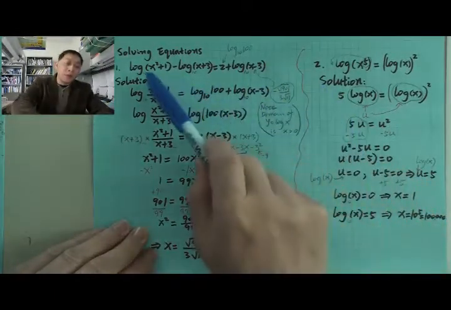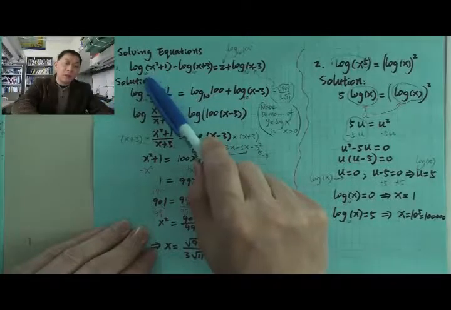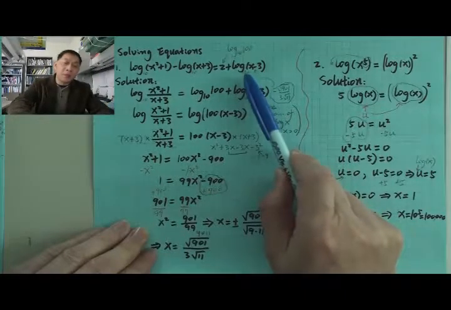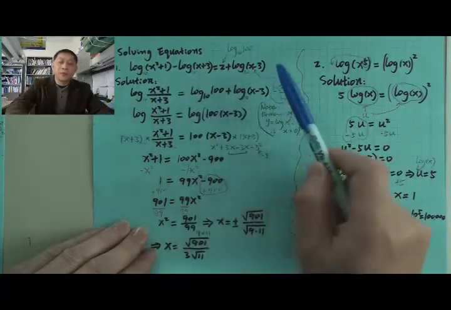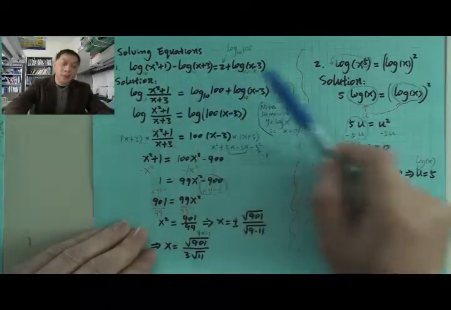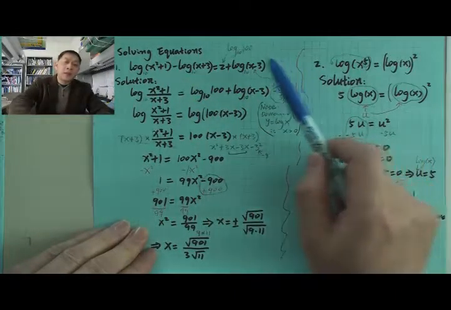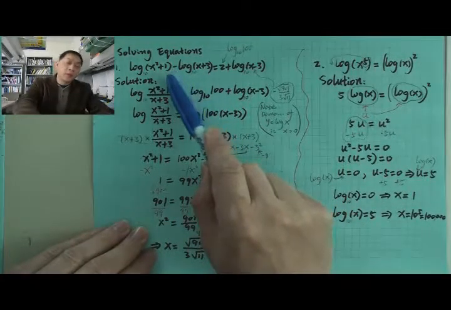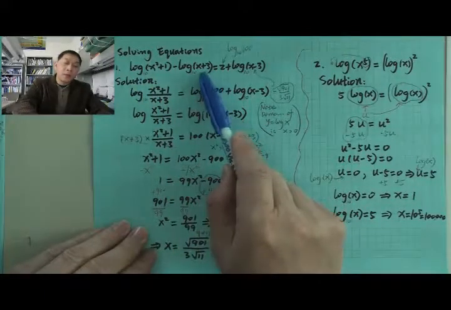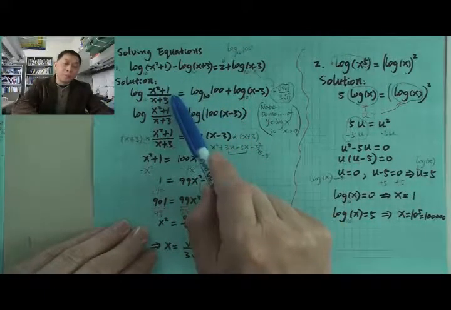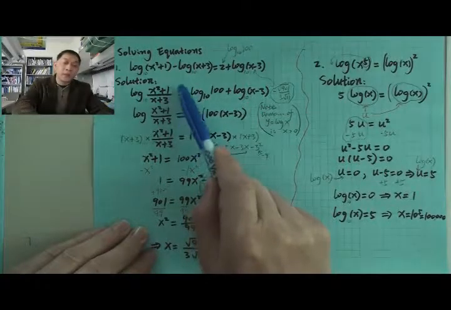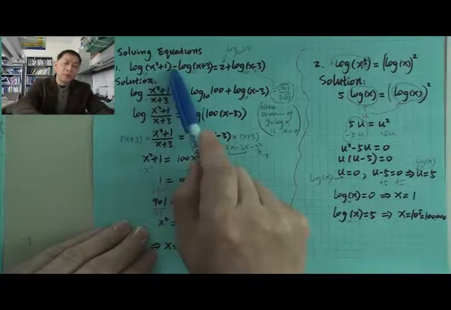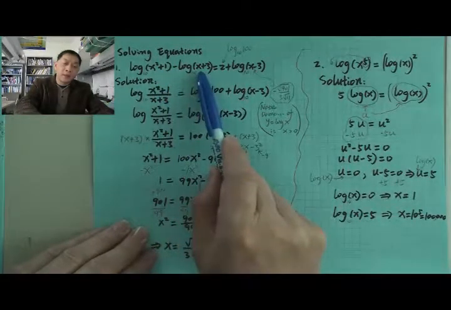We know, without writing the base here, that the base is 10 by default. So you may put 10 here. And then here is subtraction. Based on the property of logarithm, on the left-hand side, we can change the subtraction into division. And here the base is still 10. So x squared plus 1 divided by x plus 3.